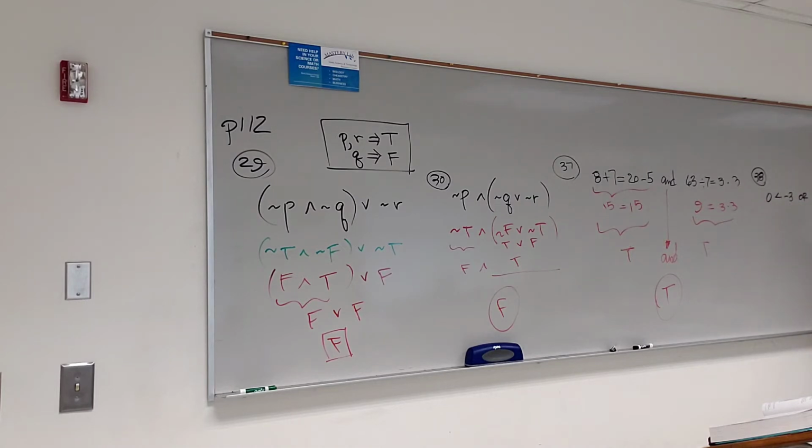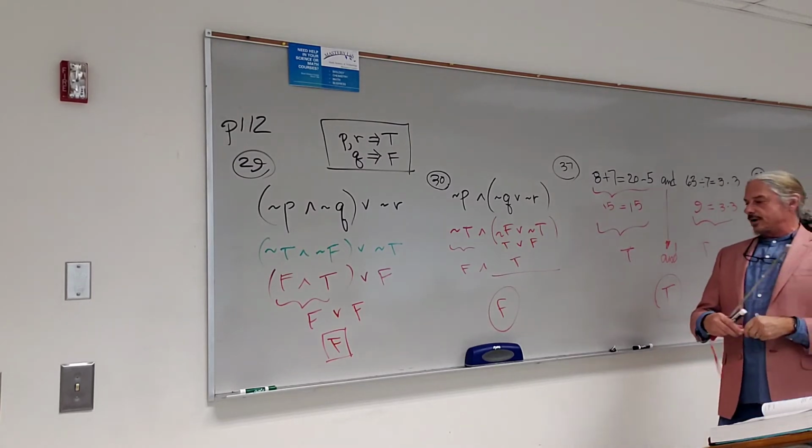0 is less than -3, true or false? False. 5 is greater than or equal to 10. False. Don't drop the middle word, it's critical. What is false or false? False. Done. Okay, I had it right.